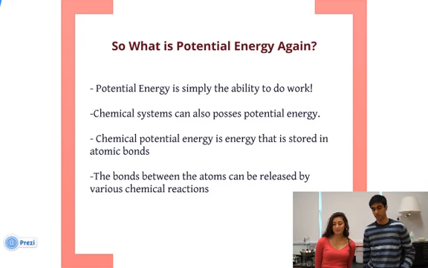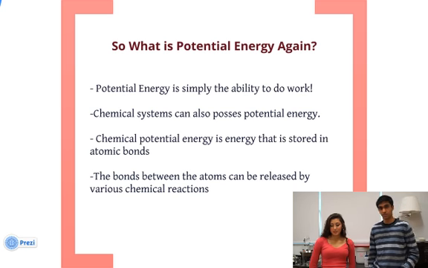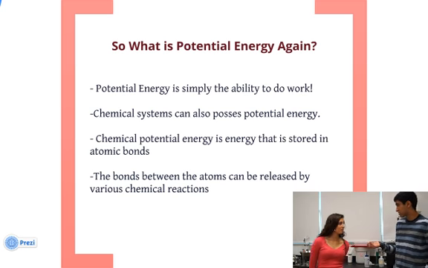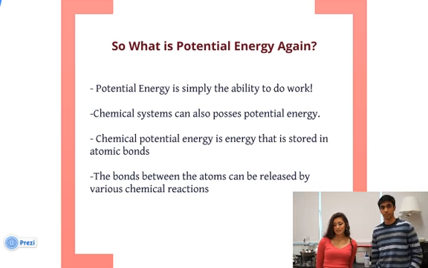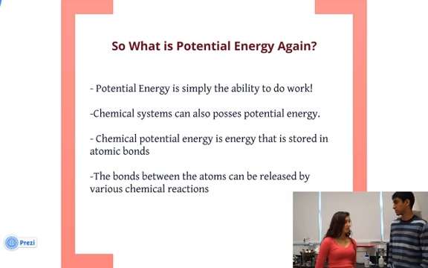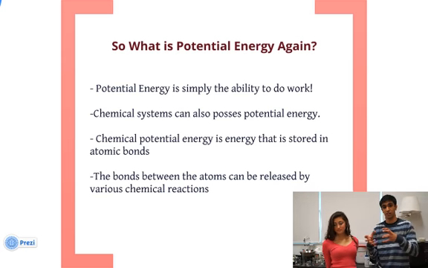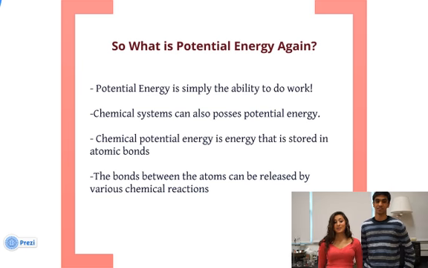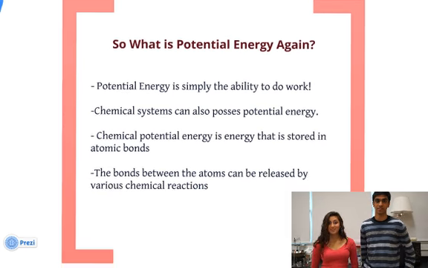To start off, we're going to be talking about potential energy. So what is potential energy? Potential energy is just the ability to do work. So Adriana, is it just mechanical systems that can have potential energy, or can chemical systems as well? Well, actually, chemical systems can also have potential energy, and it's usually stored in atomic bonds. Oh, that's interesting. So you're saying that atoms and bonds can have potential energy as well? Yeah, the energy stored in the bonds between atoms can be released by various chemical reactions.